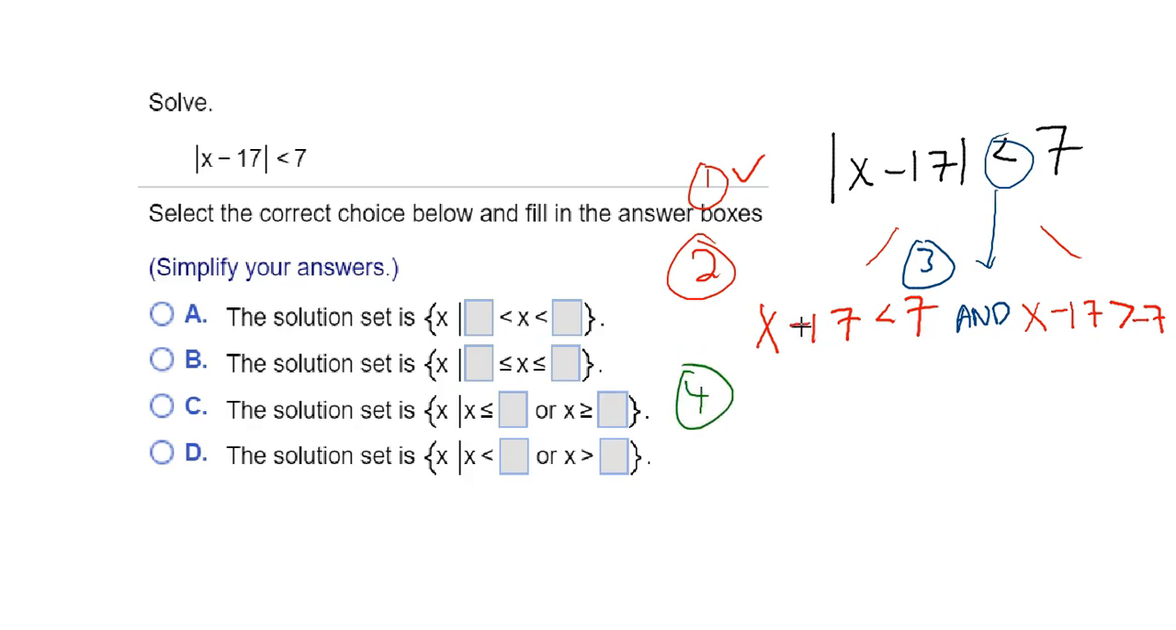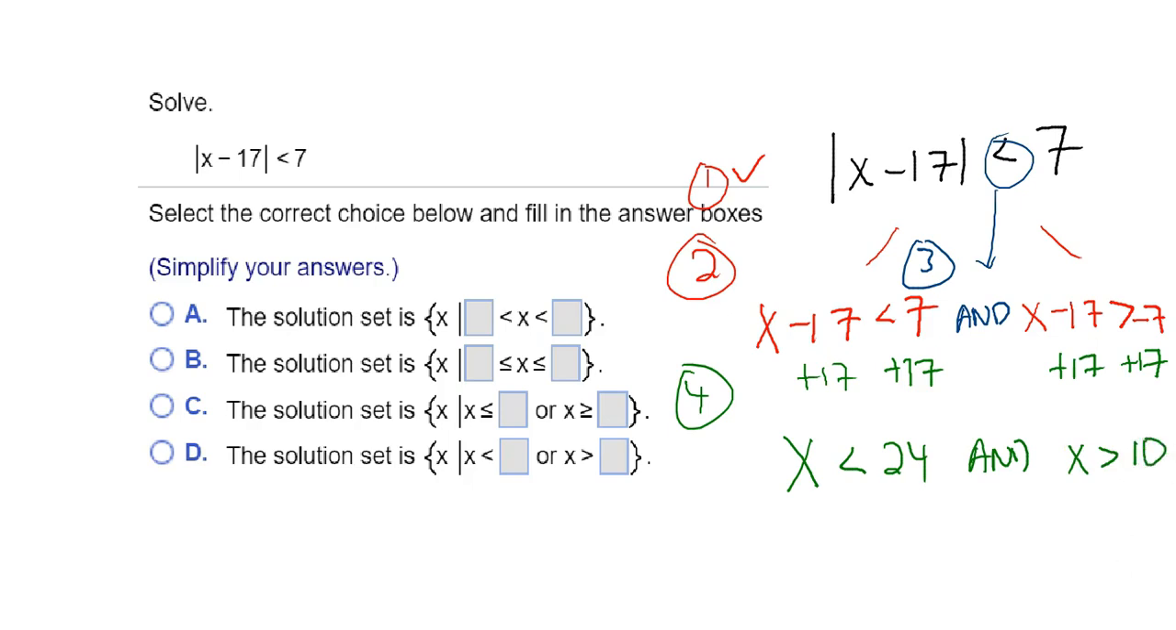First, by solving these for x, so I'm going to add 17 to the other side to solve this one for x. So we'll get x is less than 24. And I'll solve this one in the same way. I'll add 17 to both sides, and I'll get x is greater than 10. So I want numbers that are less than 24 and at the same time greater than 10.